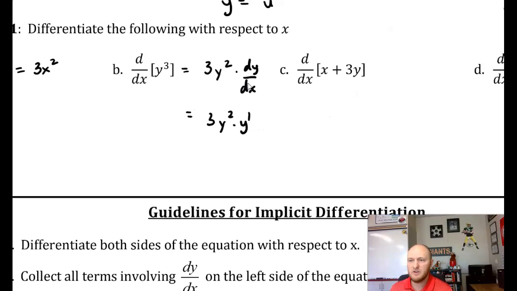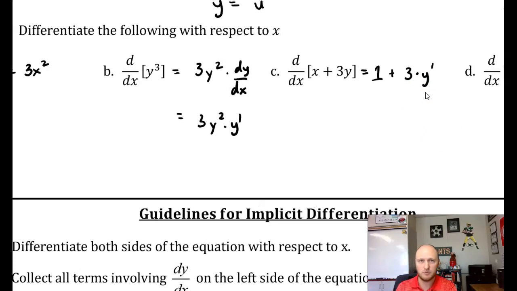C, the derivative of x plus 3y. Well, that's d/dx, differentiating with respect to x. The derivative of x is 1, plus the derivative of 3y with respect to x is 3, multiplied now times the derivative of y, which I'll call y prime. Or you could call it dy dx. Okay, and you'll see every time you're taking a derivative of y with respect to x, you're just going to multiply on times the chain, or the derivative of y.